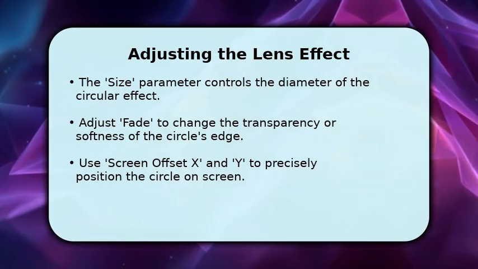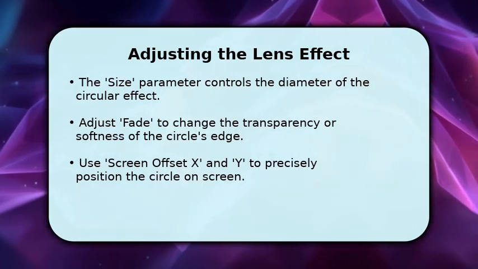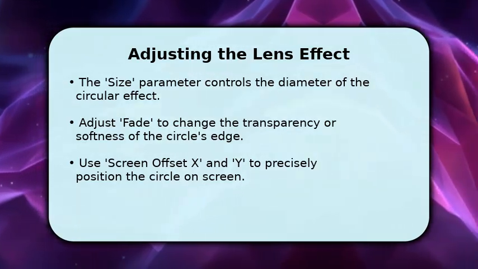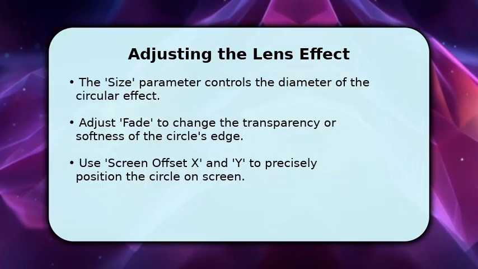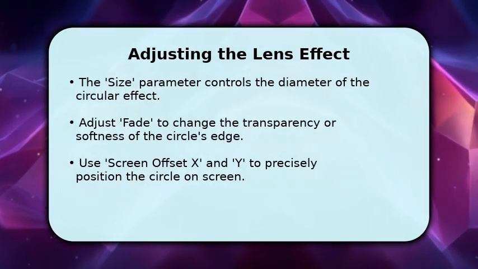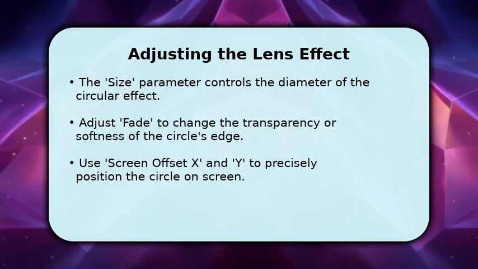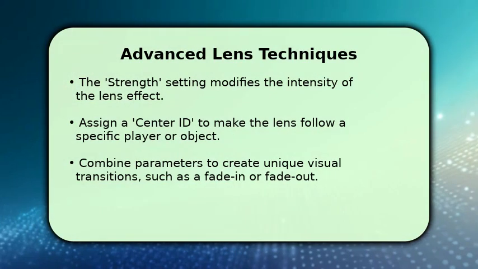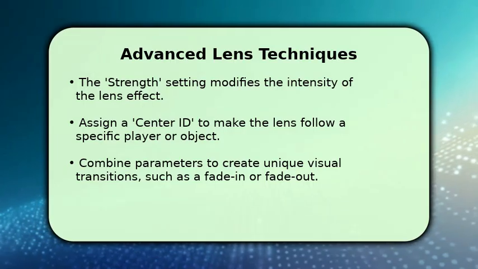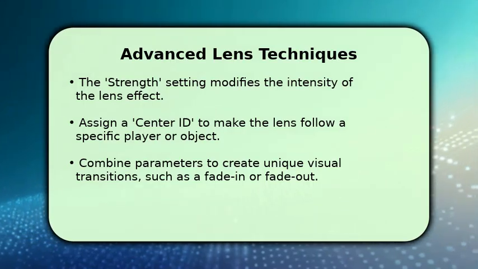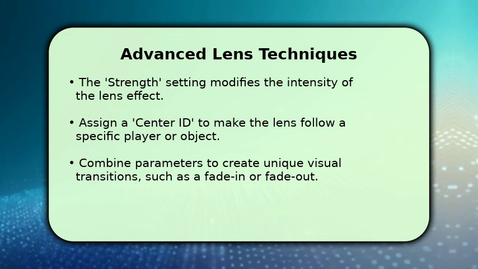For precise placement, utilize screen offset X and Y to move the circle horizontally and vertically across the screen. For instance, a very small size can simulate a flashlight, guiding the player's view. Moving on to more advanced techniques, the strength setting allows you to fine-tune the intensity of the lens effect, making it more subtle or pronounced.